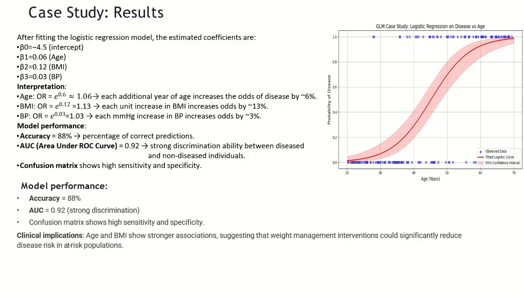the odds by 3%. The model achieves 88% accuracy and an AUC of 0.92, indicating excellent discrimination between diseased and non-diseased individuals. These findings suggest that weight management and blood pressure control could meaningfully reduce the disease risk in the current population.